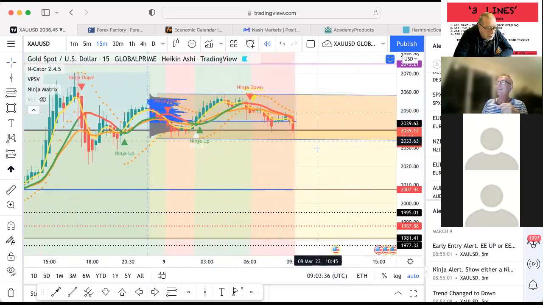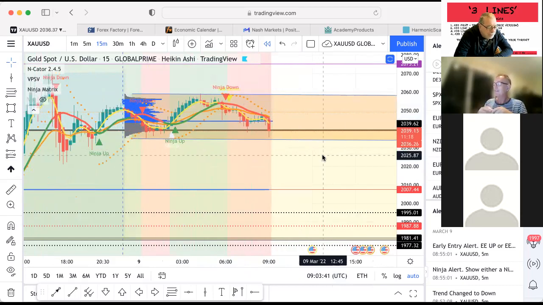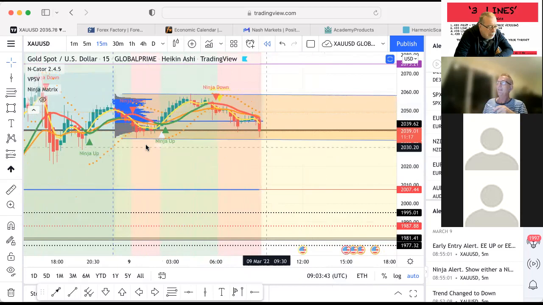Just looking at the current situation, it's looking like it wants to come out of the bottom, but it has been there already and rejected it. So we just need to keep an eye on that.